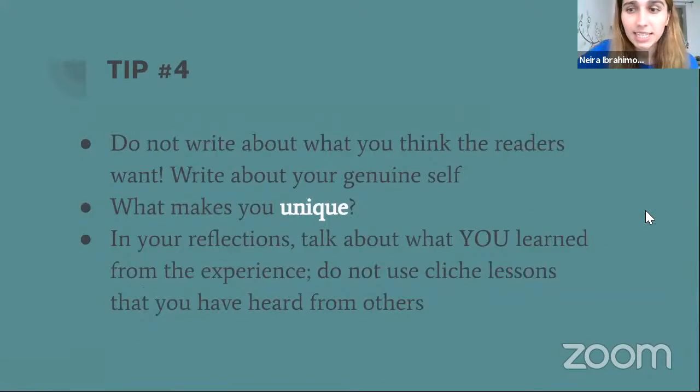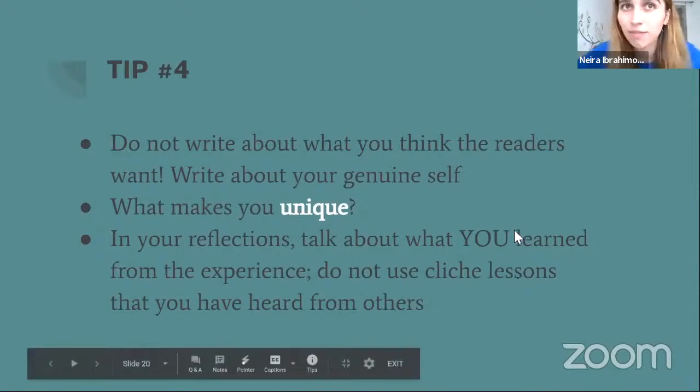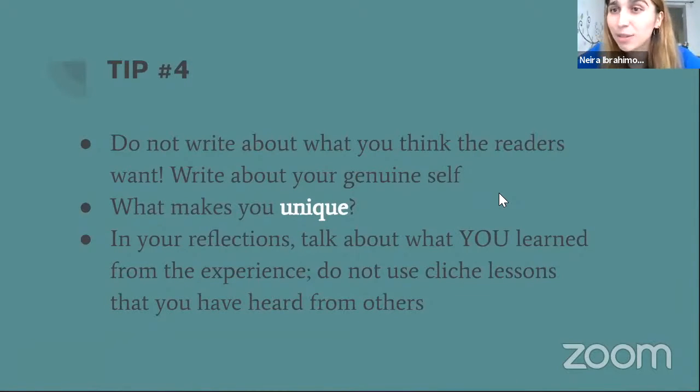Okay. Tip number 4, I know there's a lot of stress around writing essays, and a lot of you might feel as in you need to fall into some sort of loophole of writing about what you think the readers want you to write about. You think the readers want you to write about being a leader of 1,000 different clubs and finding cures to cancer. Like that's not it. You guys don't have to be doing all this crazy stuff to get into a great school.